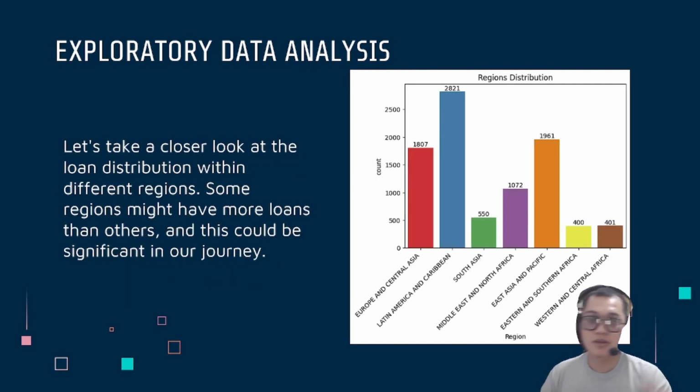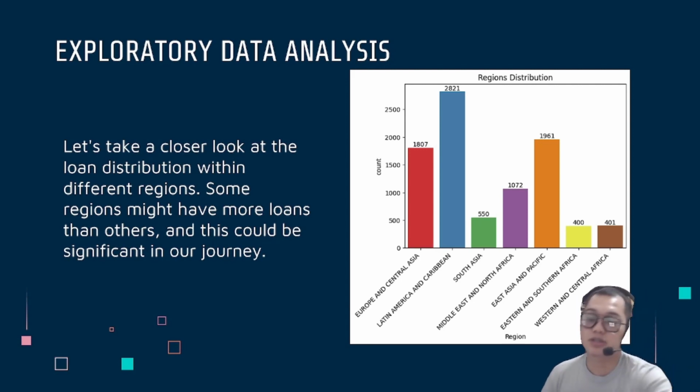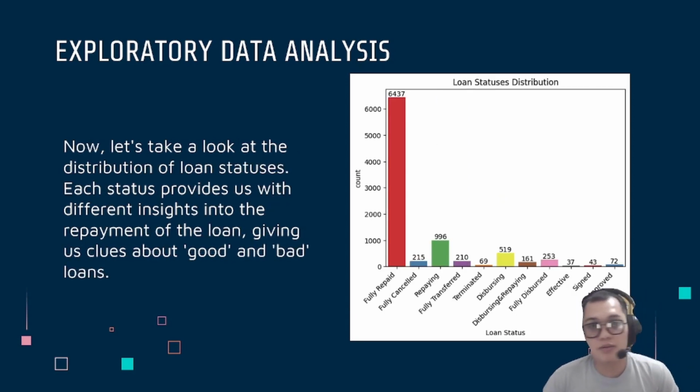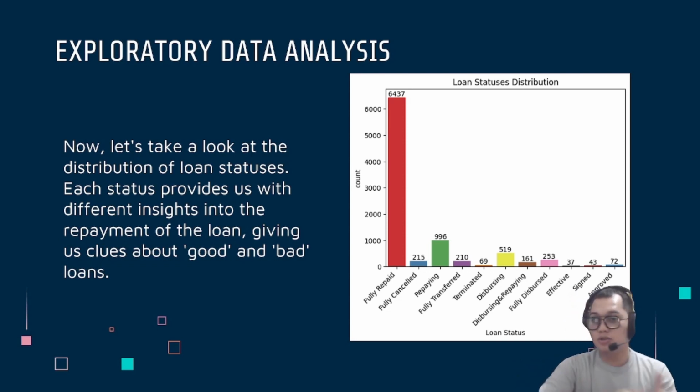Let's continue. This is where we take a closer look at the loan distributions within different regions. Some regions might have more loans than others, and this could be significant in our journey. By the way, this will be one of the features that we will use in our project. Now, let's take a look at the distribution of loan statuses. Each status provides us with different insights into repayment of the loan, giving us clues about the good and bad. And from these columns, we can proceed to separate the loans into good or bad.